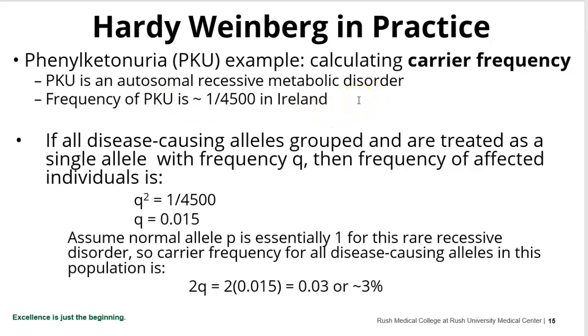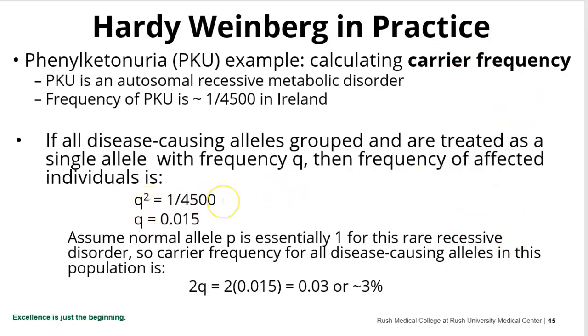PKU, phenylketonuria, is a metabolic disorder, which we'll probably be studying when we get to vital fluids, fluid to fuel. PKU is a recessive disorder with a carrier frequency of 1 in 4,500 in Ireland. If all disease-causing alleles are grouped and treated as a single allele, the frequency of Q, therefore, is 1 in... Q squared is 1 in 4,500. And again, when you're taking an exam, if the number is super big, you assume that that's the carrier frequency of a recessive disorder.